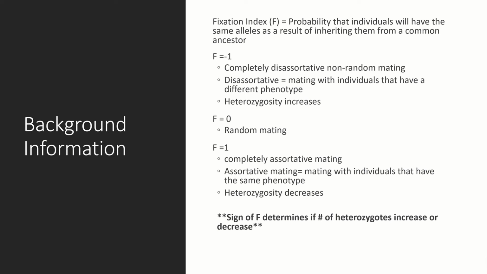When F is 0, that means random mating is occurring, and when F is a positive value, that means assortative mating is occurring, and that's when individuals mate with other individuals that have the same phenotype, and that decreases the number of heterozygotes because the parents have the same genotype, so their offspring will have the same genotype. And one thing I want to emphasize is that the sign of F determines whether the number of heterozygotes increases or decreases. So on an exam, make sure to read carefully.